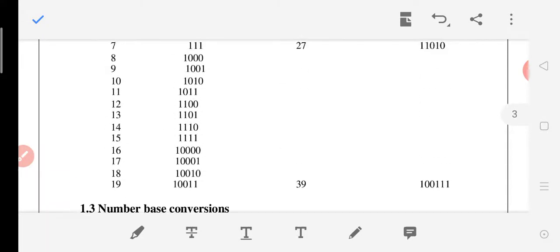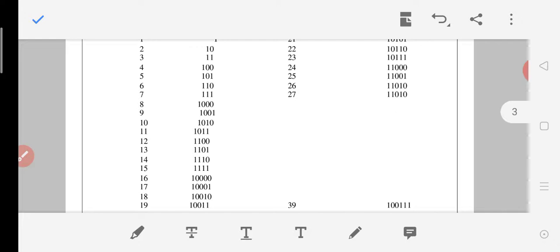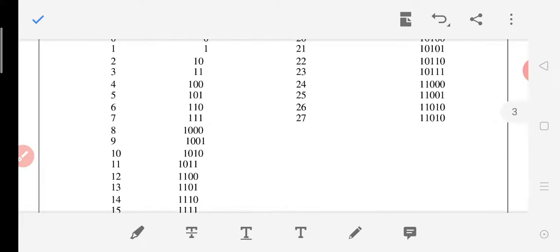In the previous session I showed a table. Here also there is a table. Observe this table. Decimal 0 is equivalent to binary 0. Decimal 1 is equivalent to binary 1. For 2, 10. For 3, 11. For 4, 100. For 5, 101, and so on. For 19, 10011. And for 27, 11011.